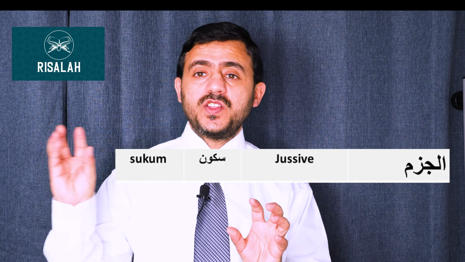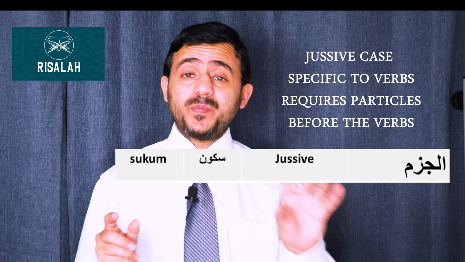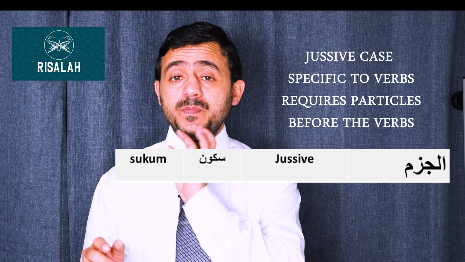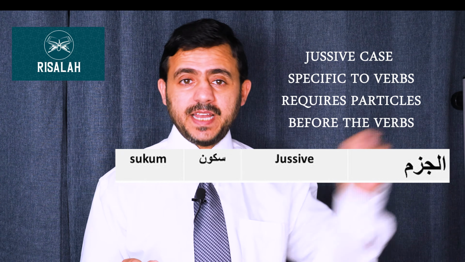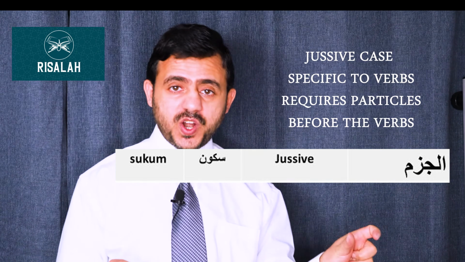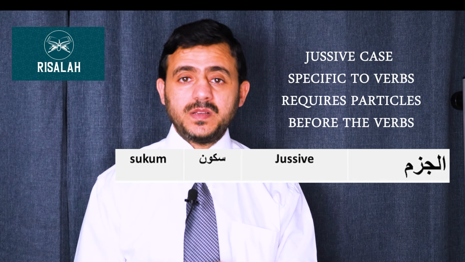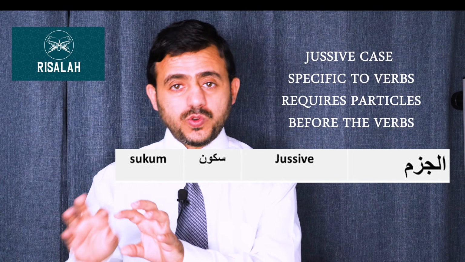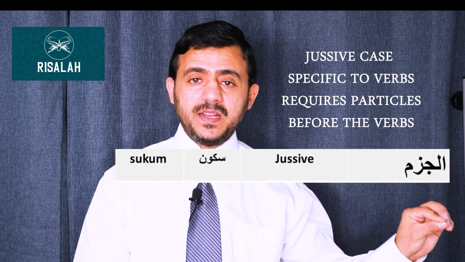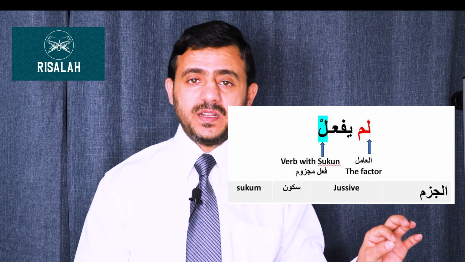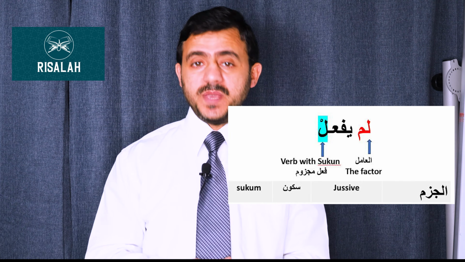Now, as we said, there is a factor that triggers the ending. So for the verbs, there are particles that need to come before the verb in order for that verb to have sukoon at the end. So jazm means that the verb will have a sukoon at the end because of a particle that has come before it. لم يفعلْ. So because of lam, يفعل now has a sukoon. Al-jazm means the jussive form in English.